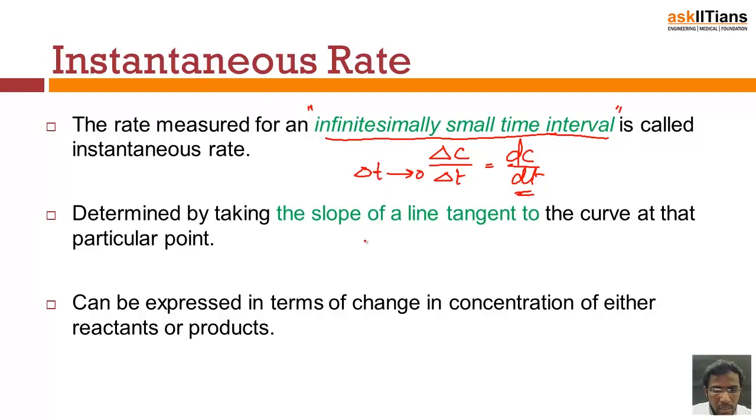So if we know how the concentration is varying with time, say in this fashion, then at any given instant we can calculate dC by dt, that is, the slope of the tangent. Suppose at this particular point of time I want to calculate the instantaneous rate. I can draw a tangent to this curve at this point, and the slope of this line will give us the instantaneous rate, and it can be calculated in terms of reactants or products.